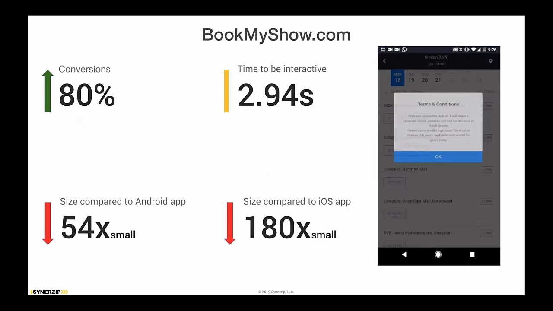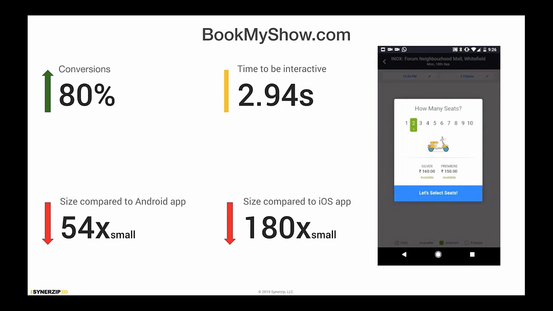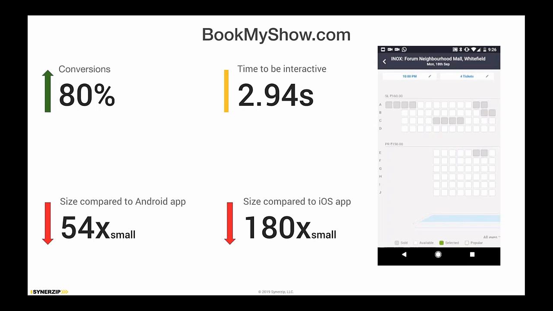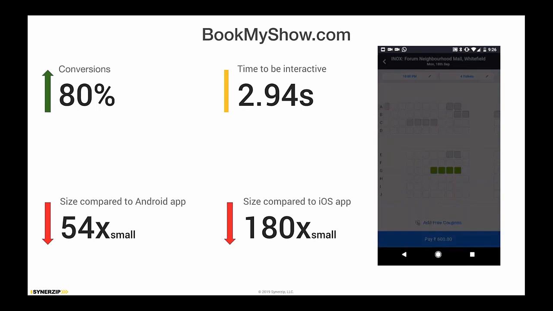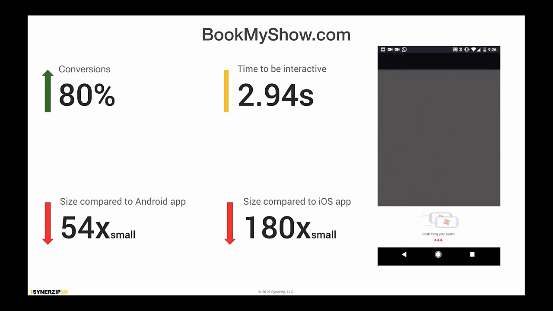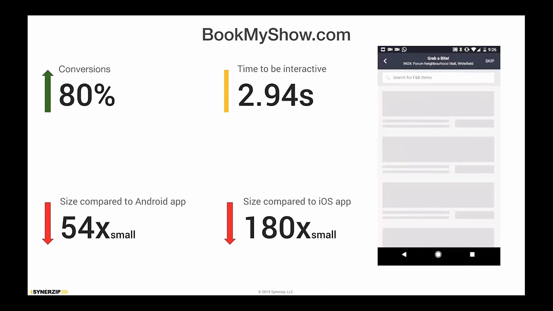Within 10 months, a PWA was built, which is optimized for speed. The new mobile app drove an 80% increase in their conversion rates, and is 54 times smaller than the Android app and 180 times smaller than the iOS app. It takes less than 2.94 seconds to load and enable checkout within 30 seconds.